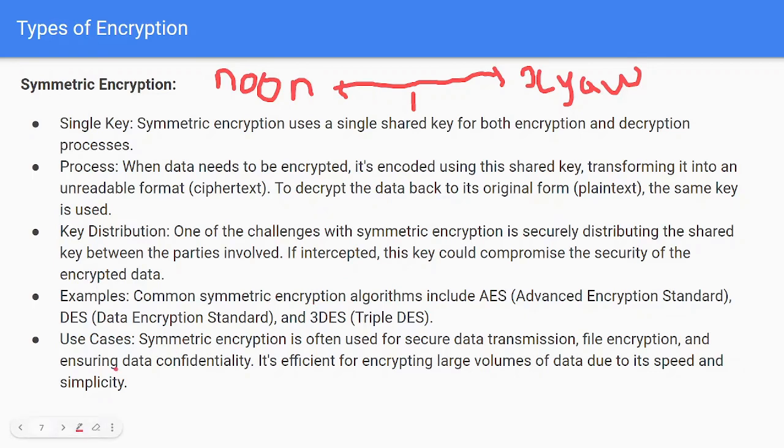Now, symmetric encryption is often used for secure data transmission, file encryption, and ensuring data confidentiality. It is also effective for large volumes of data because it is fast. Since you're using one key, it has good speed and it's also simple.